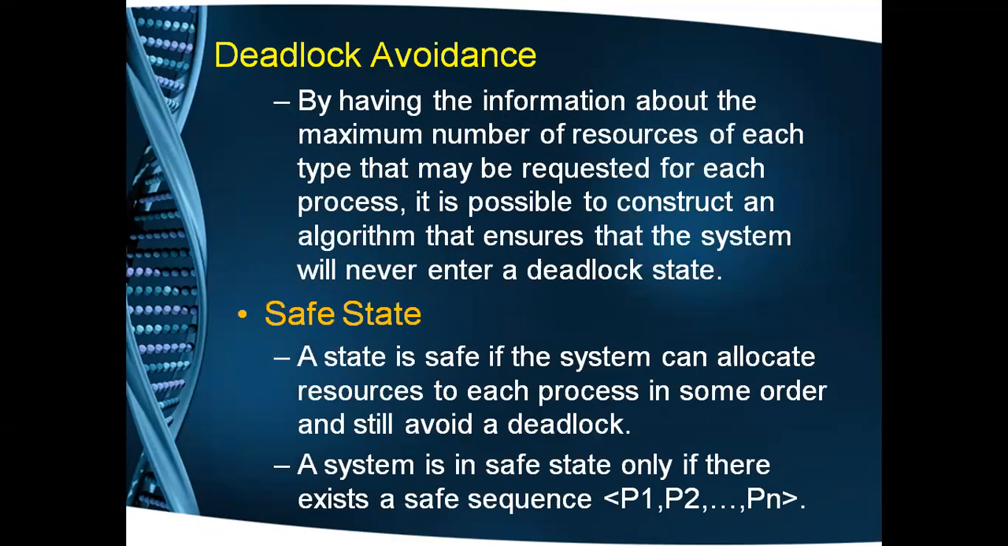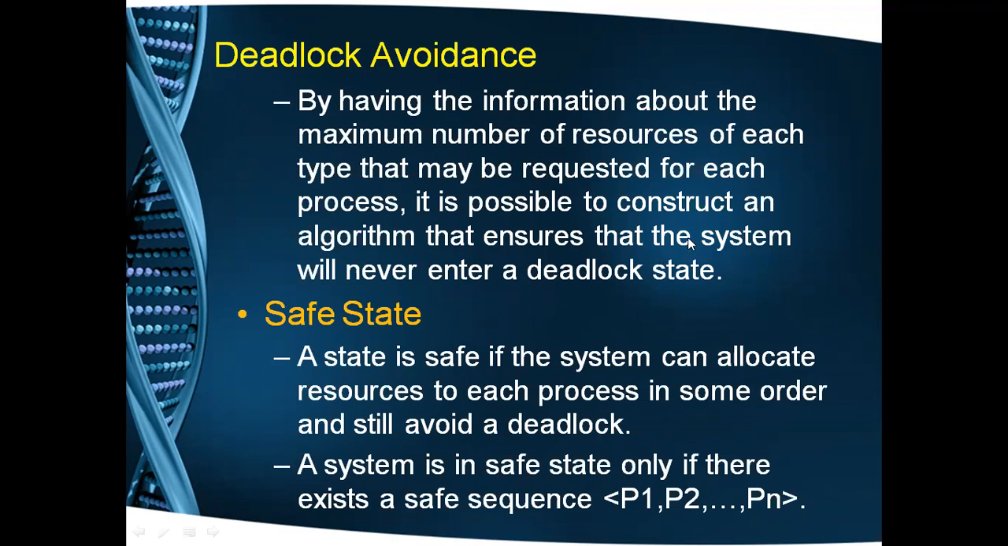The second method for handling deadlock is deadlock avoidance. Avoidance means having information about the maximum number of resources of each type that may be requested by each process. Suppose a process requires 2 CPUs, 3 memory units and 4 IO devices. This is the maximum used by that particular process. Each and every process tells in advance the maximum resources it requires. By having that information, we can create an algorithm that ensures the system will never enter a deadlock state.